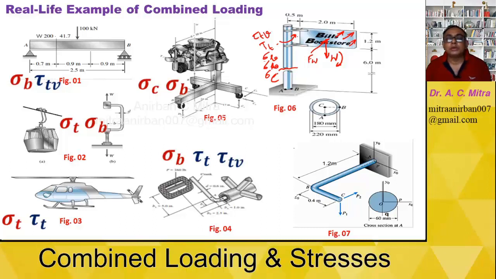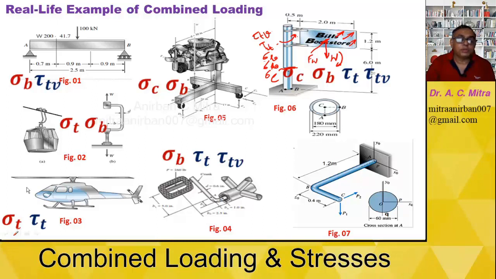So you can see there are a total of 5 types of stresses applied. Out of these, 3 are normal and 2 are shear stresses: torsional shear stress and transverse shear stress. How to club them, we have to check in some problem when we solve it. Okay. Now in the case of figure 7, just check the final answer: sigma C, sigma B, tau T and tau TV.